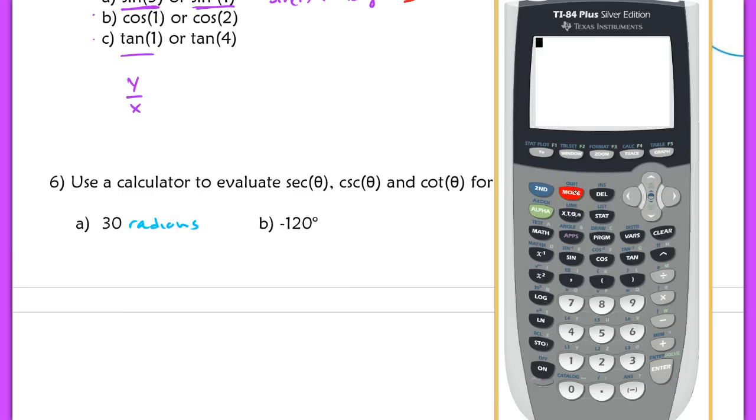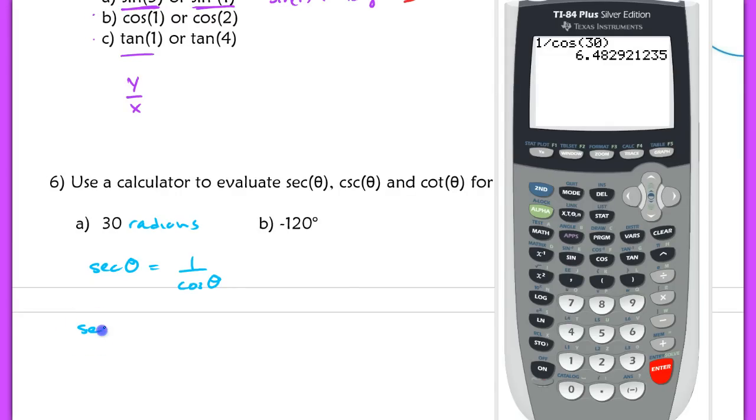And then when you want to evaluate the secant of theta, remember secant of theta is really 1 over the cosine of theta. You're going to notice that there are no buttons for secant or cosecant or any of that. Now, it's not the inverse of cosine, so you don't want to hit second inverse cosine. What you want to do here is just type in 1 over the cosine of 30, and we end up with 6.48. So the secant of 30 radians is equal to 6.48. Okay, there's our real output there.